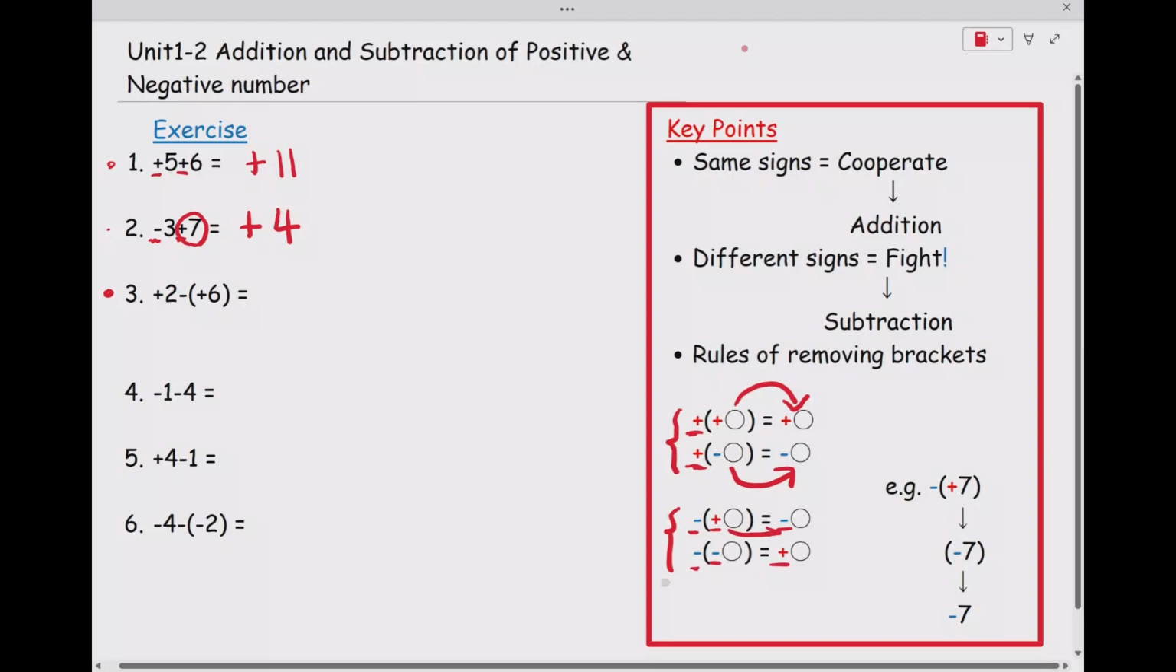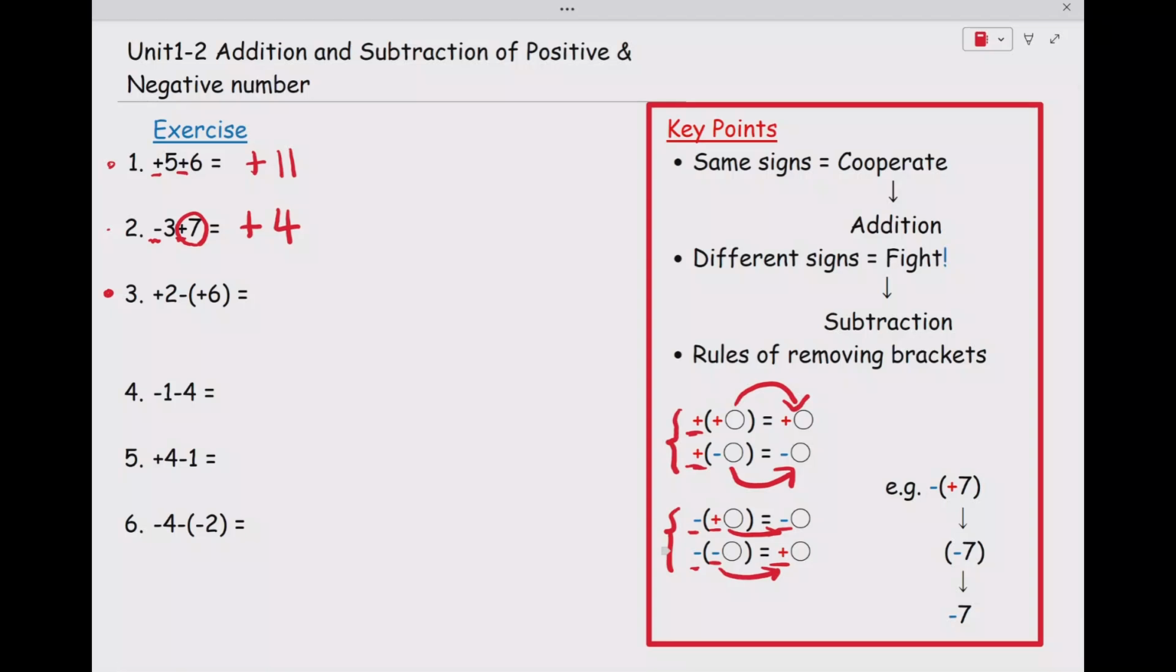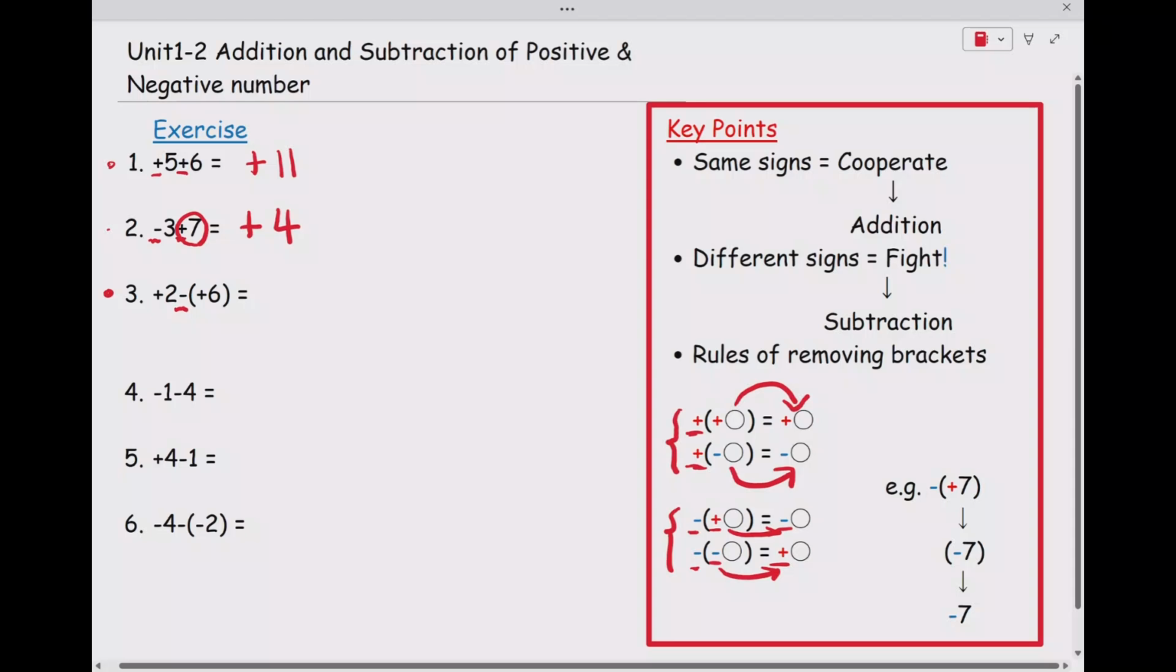Then let's look at the question. Plus 2 minus bracket plus 6. First, you want to remove the brackets. Since the sign in front of the brackets is minus, you need to change the sign of the number inside the brackets to minus and take out the brackets. So the original equation becomes plus 2 minus 6.